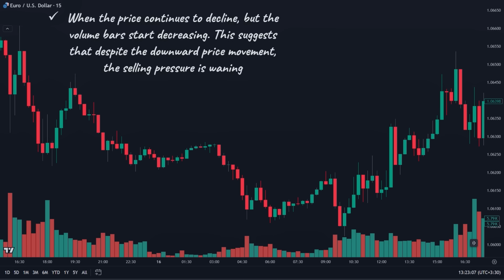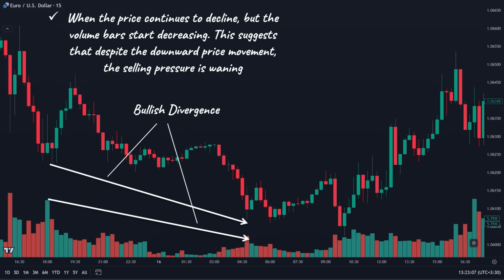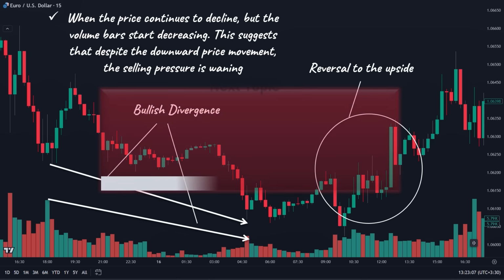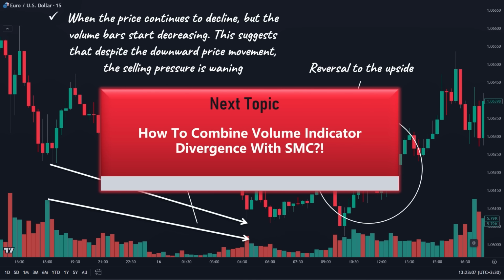Similarly, in a bearish scenario, divergence occurs when the price continues to decline, but the volume bars start decreasing. This suggests that despite the downward price movement, the selling pressure is waning. This pattern indicates a potential bullish divergence and may signal an upcoming price reversal to the upside. Now let's see how we can combine volume indicator divergence with smart money concepts to gain extra confirmation and increase the reliability of our potential trades.